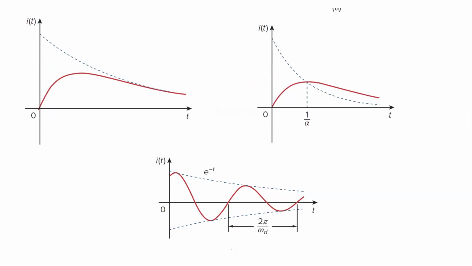This is the current response for a particular current i(t). Assume that the initial conditions are the same. The only difference is the resistance. So why is the response like this? It is because of the resistance in the circuit. The resistance absorbs the energy stored in the capacitor as well as the energy stored in the inductor.